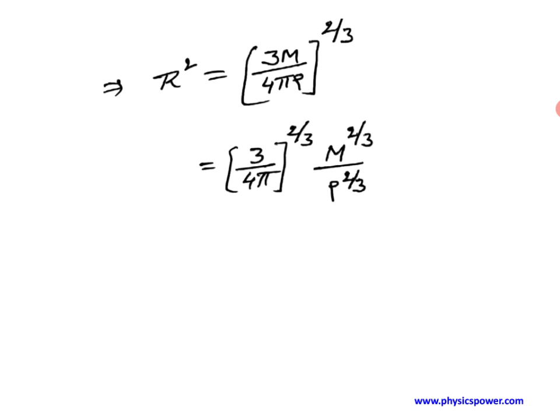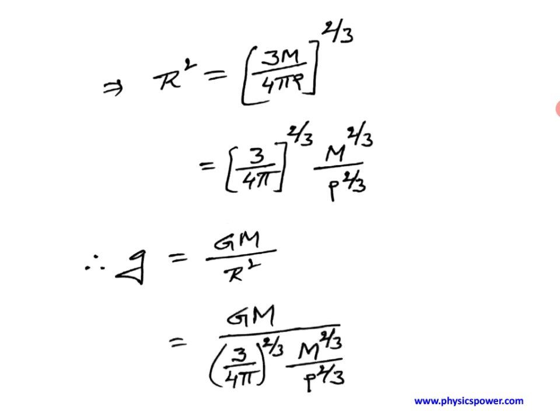Now we can directly substitute r square in the expression, but before that, one more step. Here the constants and the mass term are separated. The whole power 2 by 3 is separated before substitution. So that is (3 by 4 pi) whole power 2 by 3, m power 2 by 3, and in the denominator rho power 2 by 3. Now if you substitute in the equation g equals GM by r square, instead of r square, that entire expression: (3 by 4 pi) whole power 2 by 3 and m power 2 by 3 by rho power 2 by 3.